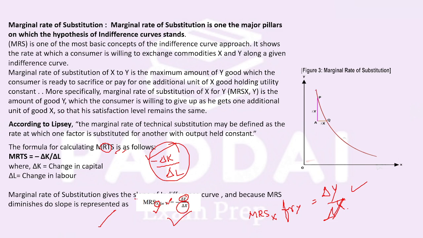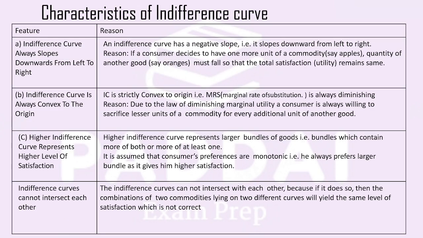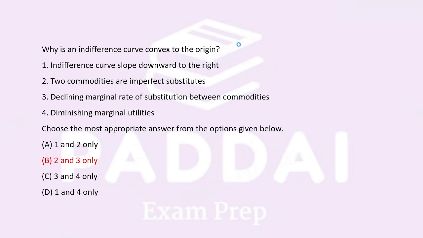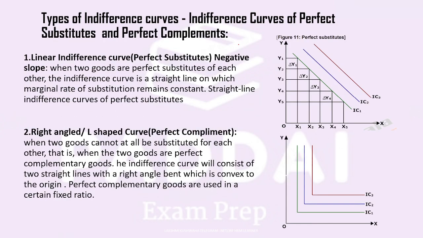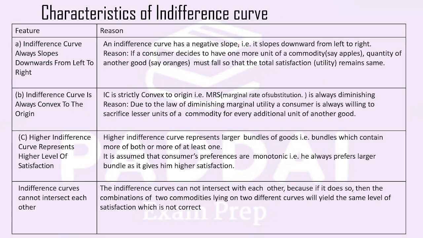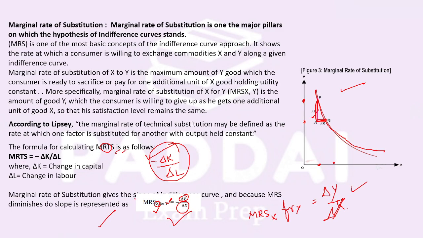And you can see when this indifference curve is drawn, this actually is the change in y from here to here, and this is x, right? So this is how it is represented. Please remember the formula. Okay. Now, I will make you understand how the indifference curve works.